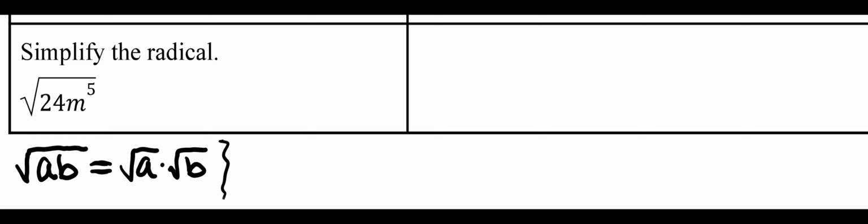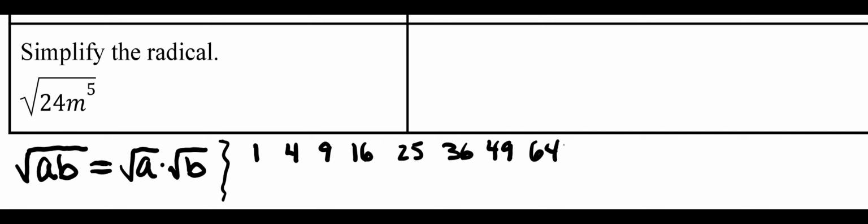The other thing that would be useful is to recognize some of the perfect squares. 1 squared is 1, 2 squared is 4, 3 squared is 9, then we go 16, 25, 36, 49, 64, 81, 100, and so on. We could continue, but that's enough to get us started here.